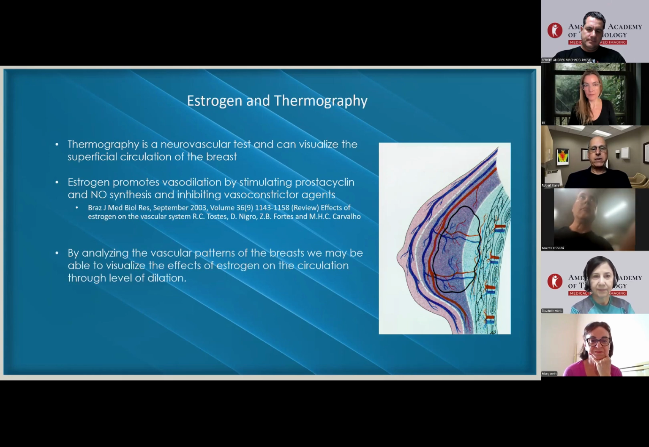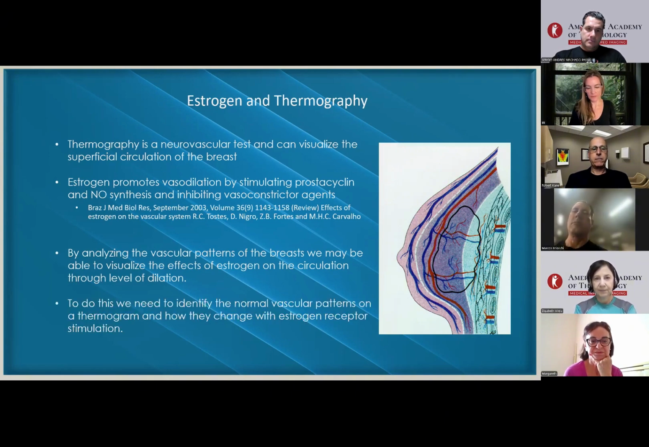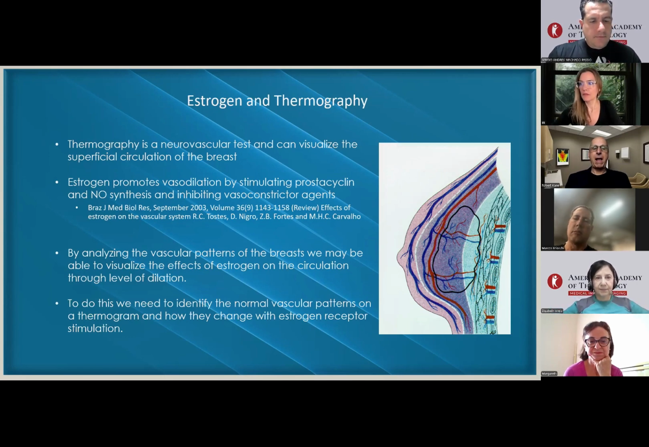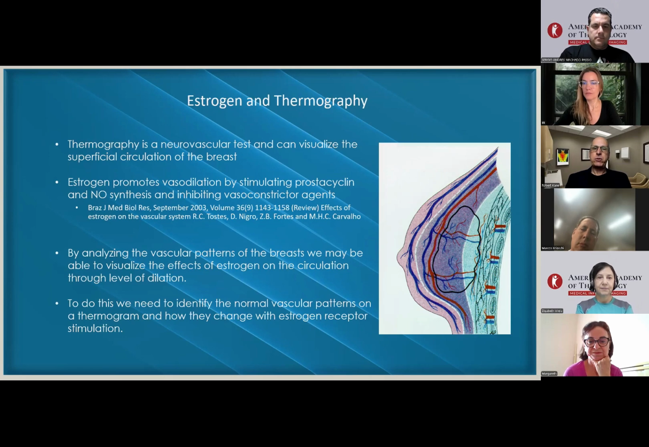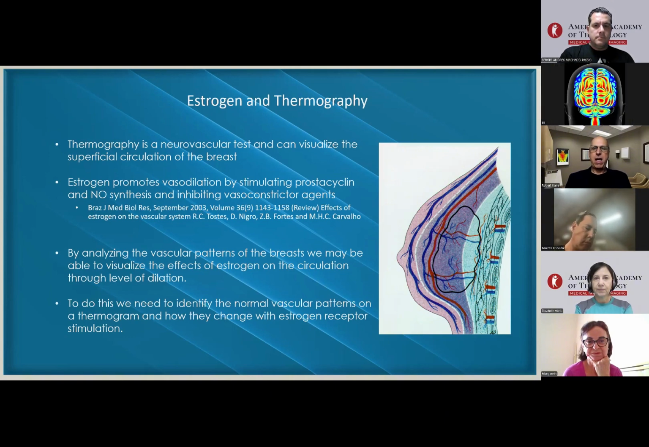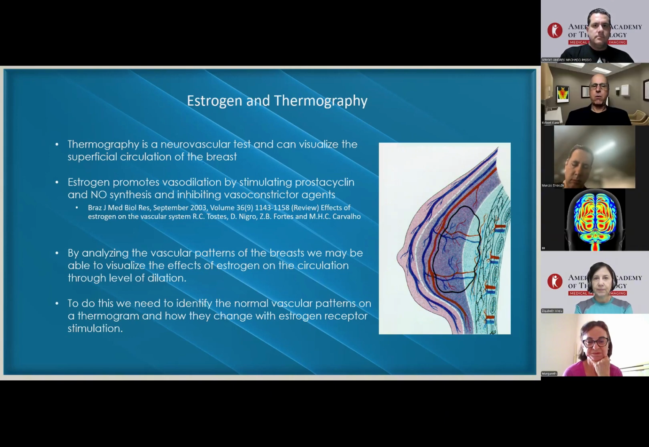Now, by analyzing the vascular patterns of the breast, we may be able to visualize the effects of estrogen on the circulation by looking at those levels of dilation. But to do this, we need to identify normal vascular patterns on the thermogram and how they would change with estrogen stimulation. Most thermal analysis for breast is really looking at asymmetrical patterns or patterns that are more consistent with neoangiogenesis and cancer-induced blood vessel growth.